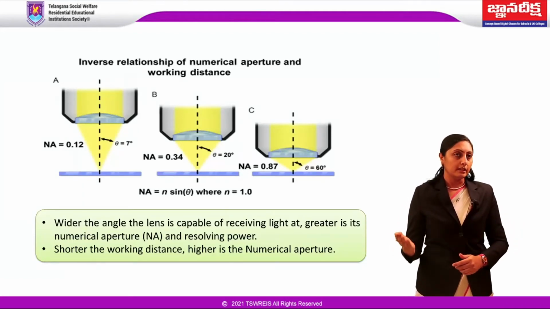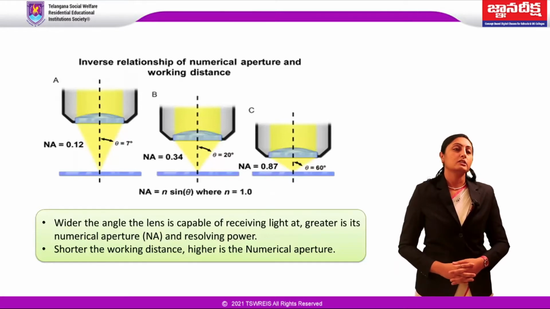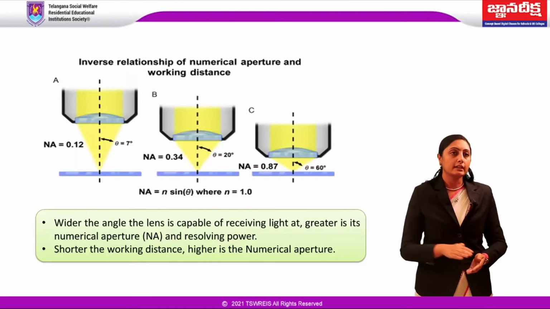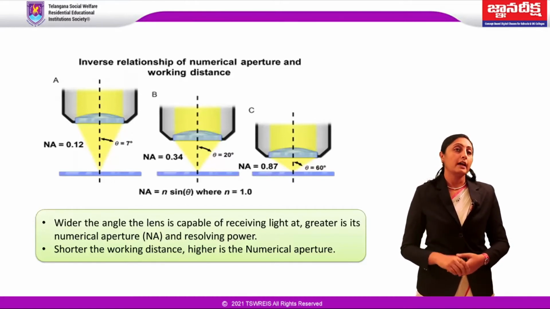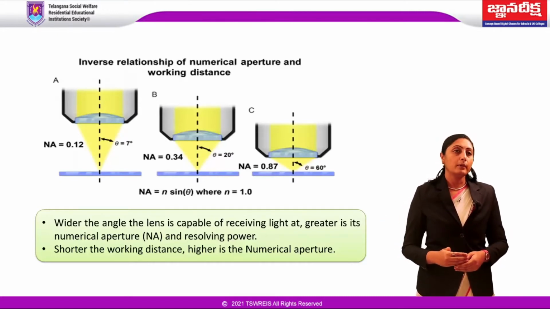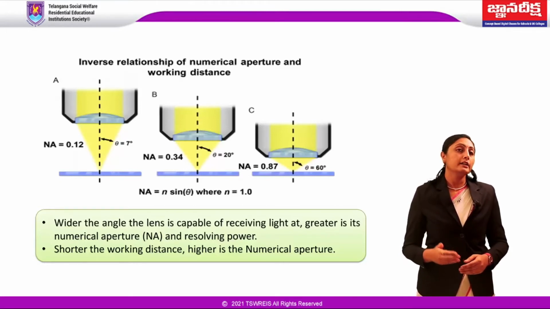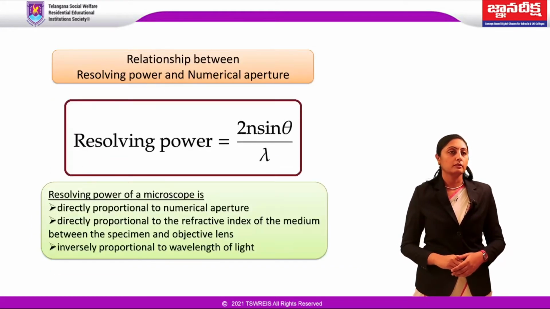As we can see in the image, greater is the working distance, smaller is the angle that is subtended on the objective lens, and smaller is the numerical aperture. As the working distance decreases, the angle is going to increase. The numerical aperture will also increase. The numerical aperture and resolving power are related by this equation. The resolving power is thus directly proportional to the numerical aperture and inversely proportional to the wavelength of light that is used for illumination.